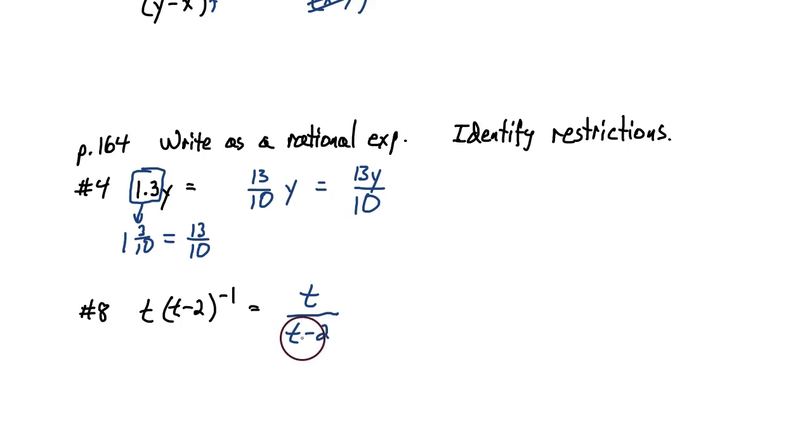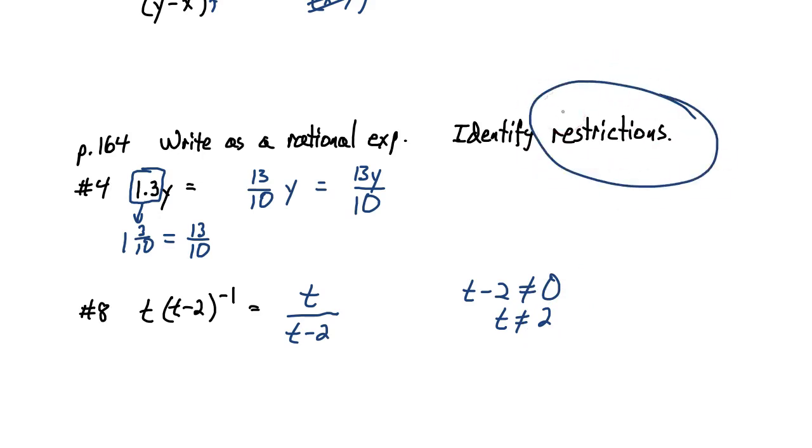There is a variable in the bottom, so what we know is that we don't want the denominator to equal 0. Here's what you write. t minus 2 cannot equal 0. Now solve this for t. We find out t cannot equal 2. That's called a restricted value. t can be any number except 2.